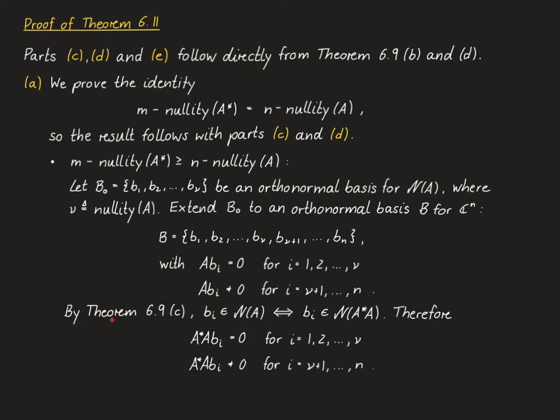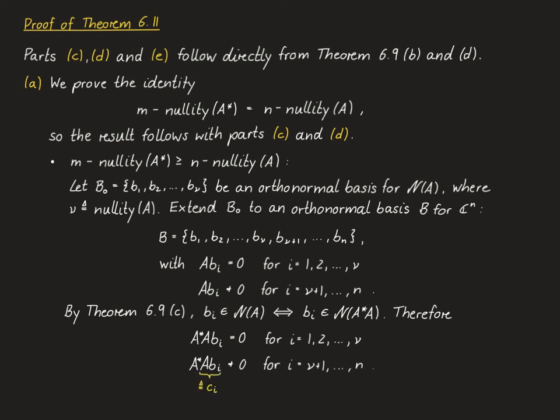According to theorem 6.9c, any vector bi is in the null space of A if and only if bi is in the null space of A star A. Therefore, we can also write that A star A bi equals 0 for the first nu indices, and A star A bi is non-zero for the indices from nu plus 1 to n.